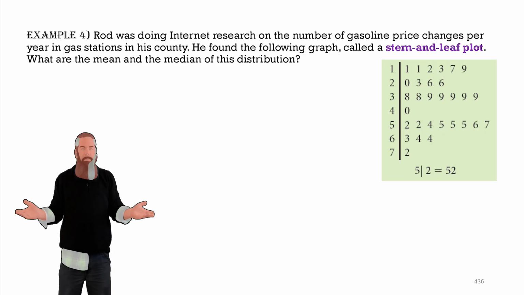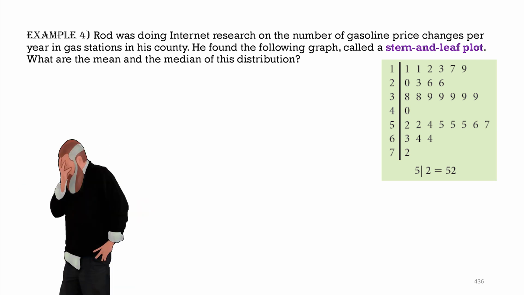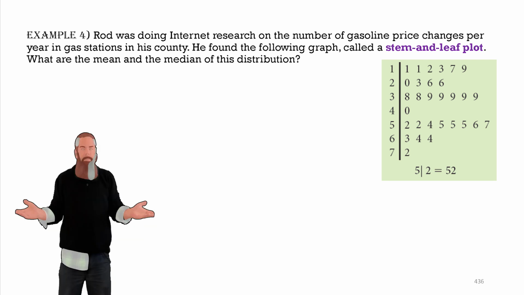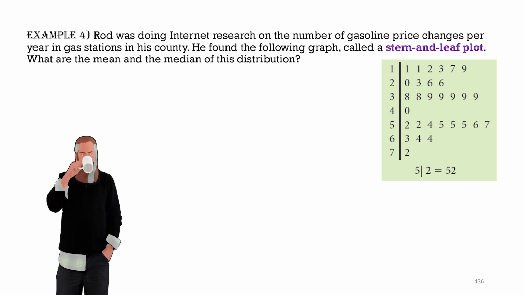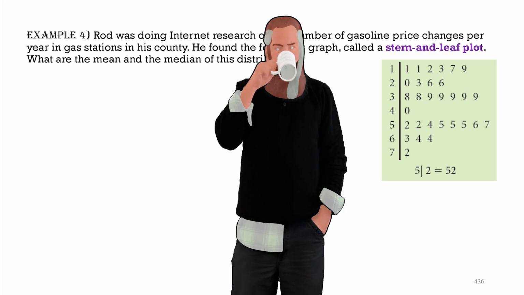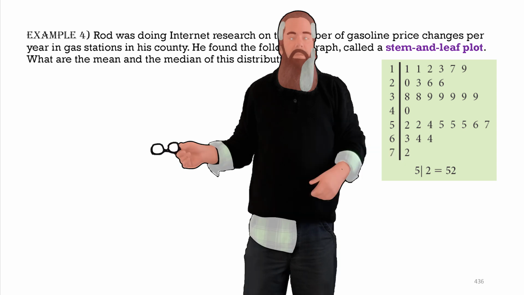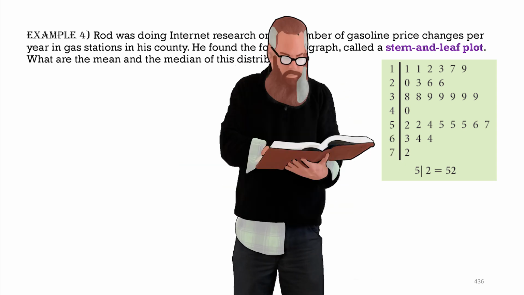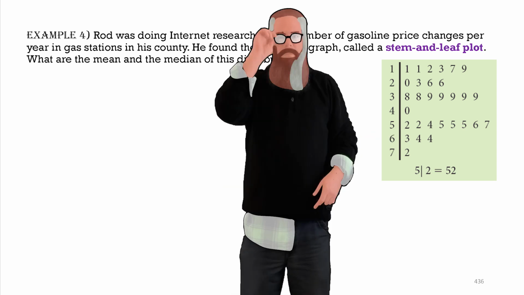Now let's use a stem and leaf plot to display information. Rod was doing internet research on the number of gasoline price changes per year in gas stations in his county. He found the following graph called a stem and leaf plot. What are the mean and median of the distribution? A stem and leaf plot displays data differently than a frequency table. To read a stem and leaf plot, look at the legend at the bottom of the plot.